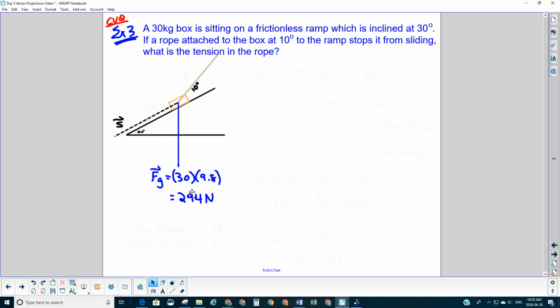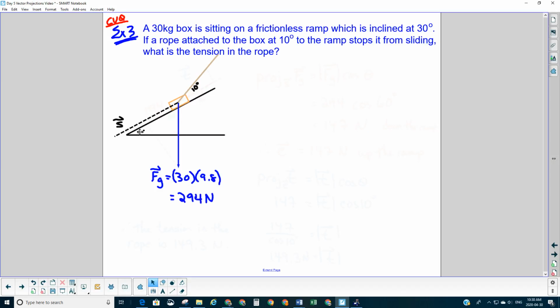Now, be careful on this. Sometimes I give you a question where the weight is given to you in newtons already. So it might say the box is 294 newtons. Then you don't multiply that by 9.8, you just use your 294 newtons. But if it's not there, then you're going to have to calculate 30 times 9.8 and get 294. All right, so this vector is going straight down. It wants to go straight down with 294 newtons, but it actually is going down the ramp.